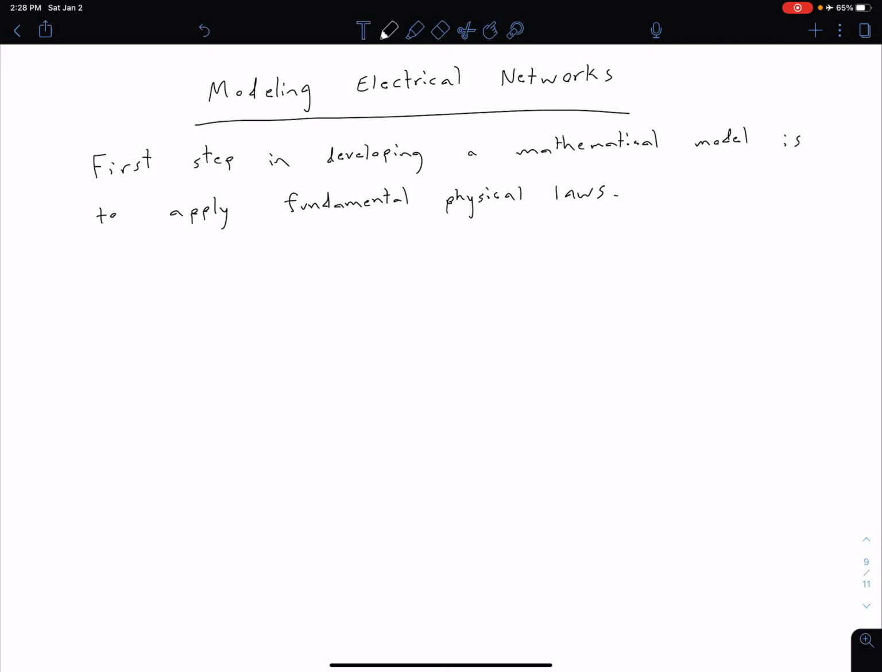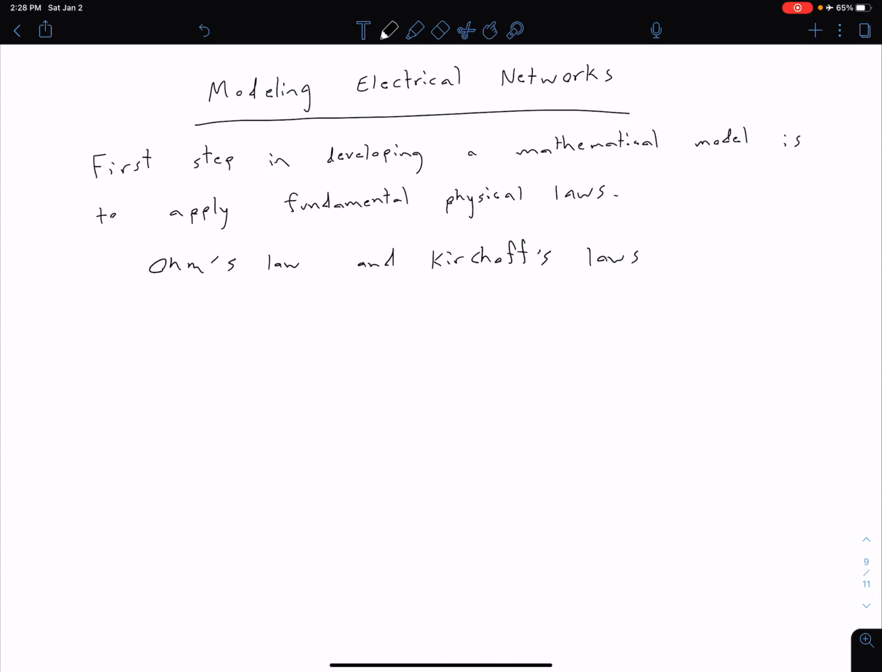Now let's take the idea of our transfer function and our Laplace transform and use it to model electrical networks. As we've talked about before, our first step in creating a mathematical model is going to be to apply fundamental physical laws. If we're talking about circuits, that's going to mean Ohm's law and Kirchhoff's laws. And of course we have other techniques that are a little more sophisticated, but ultimately they're all based on these.